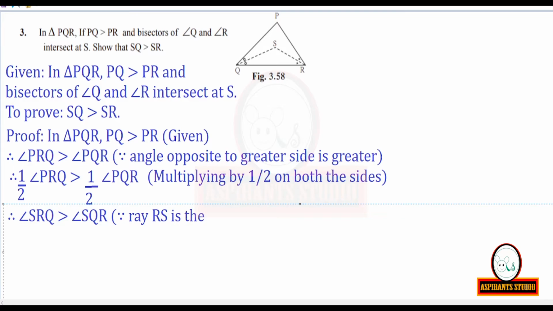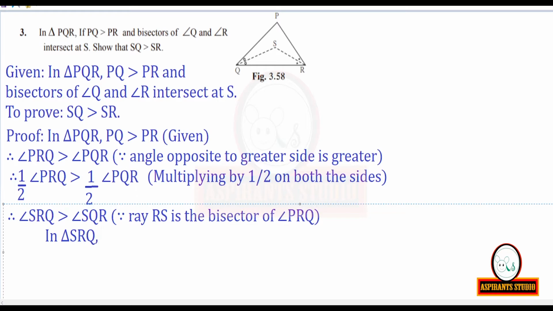So you have to write the reason by the side. Ray RS bisects angle PRQ and ray QS bisects angle PQR. Otherwise you can write ray RS is the bisector of angle PRQ and ray QS is the bisector of angle PQR.